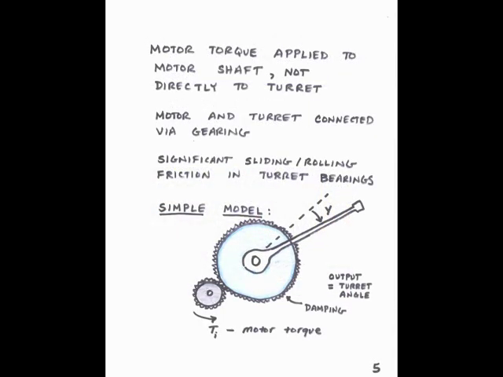The motor torque is not applied directly to the turret. It's applied to the motor shaft, and the motor shaft transfers this torque to the turret through gearing. There's significant sliding and rolling friction in the turret bearings, and we have to consider that in our model. So here is a simple model of our turret system.